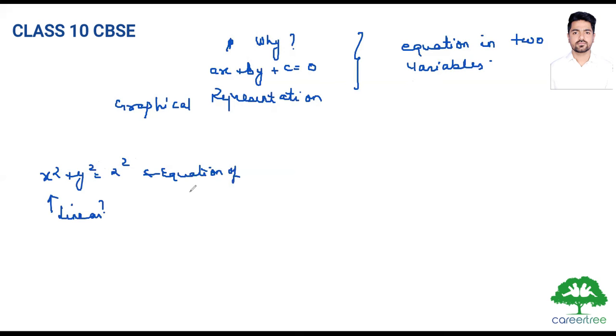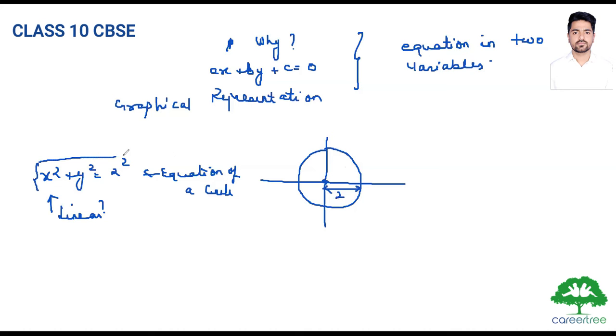So when you go to higher standards, you will study that this is the equation of a circle whose center is at the origin and radius is 2. It is all graphical representation. Since this is a quadratic equation, that is okay. Ultimately a circle is also a quadratic equation only, because it is covering all four quadrants.